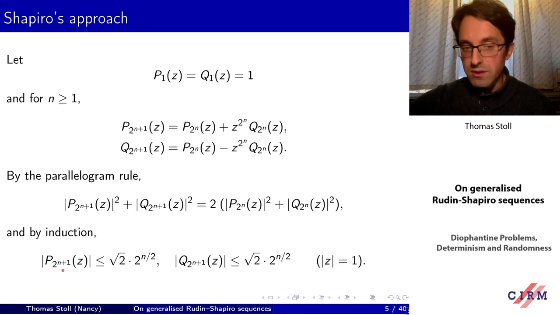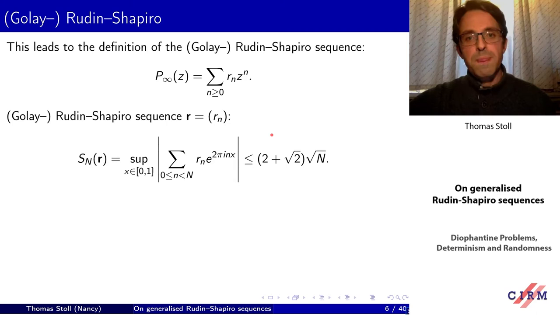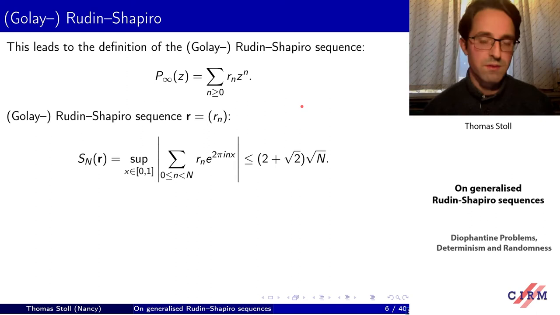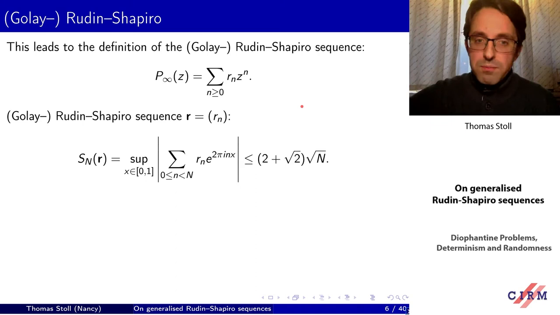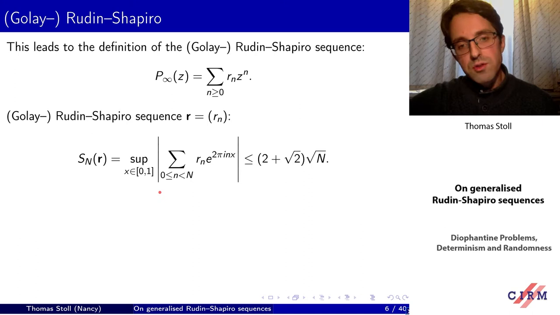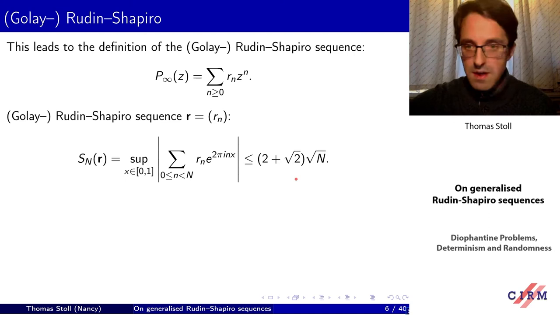And you get what is called the Rudin-Shapiro sequence, or, if you truncate it, the Rudin-Shapiro polynomial. And he proved that the supremum norm of this polynomial on the unit circle is bounded by a constant times the square root of the degree of the polynomial, basically.